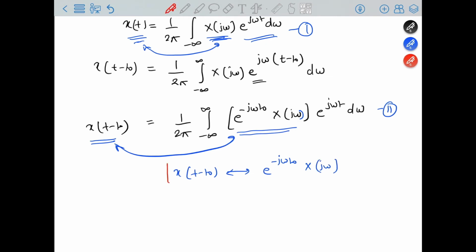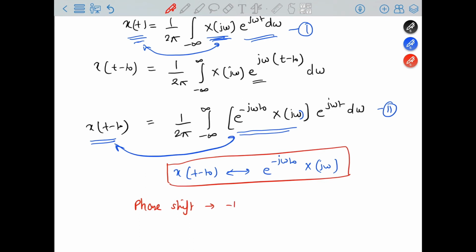So this derivation shows the Fourier transform of a time shifted signal in the time domain. As you can see, the magnitude is not changing. If you take the mod, then the magnitude of the original signal and the time shifted version in the frequency domain will be the same, but there is only a change in phase. So this time shifting provides a phase shift equivalent to minus omega t naught. Only the phase is going to change, the magnitude will not change.